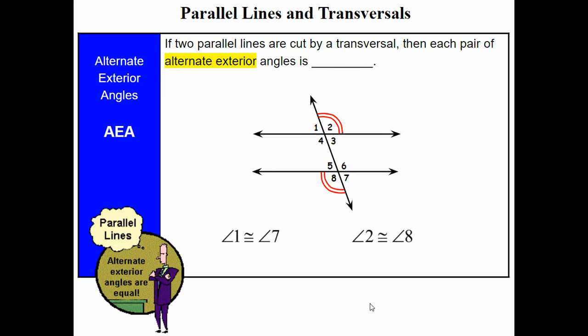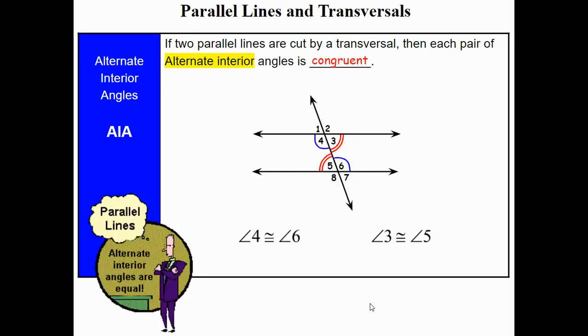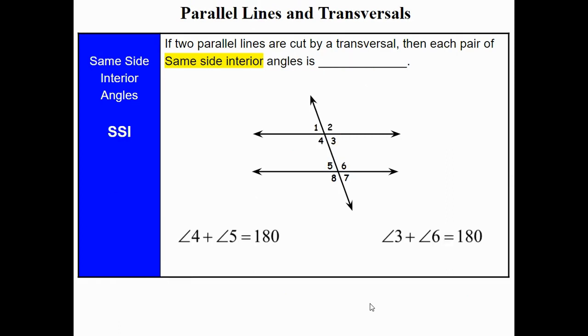After this, alternate exterior is our final set that is within this parameter that we've just been talking about. And they are congruent, angle 1 and 7, angle 2 and 8. So alternate exterior congruent. So just to review all those again, because you're writing them down, we have alternate interior, and they are congruent in those examples.